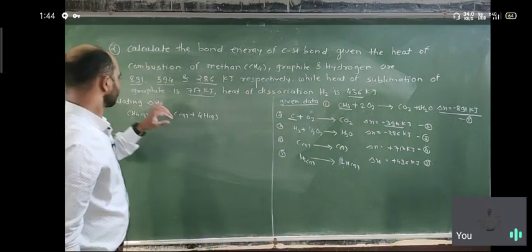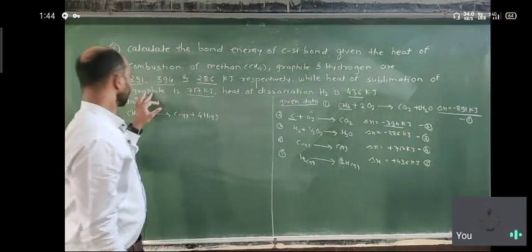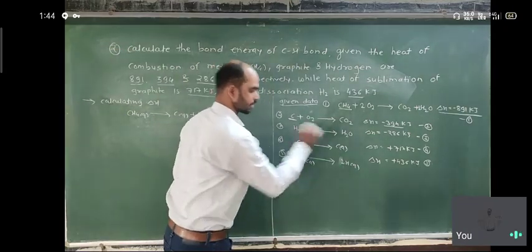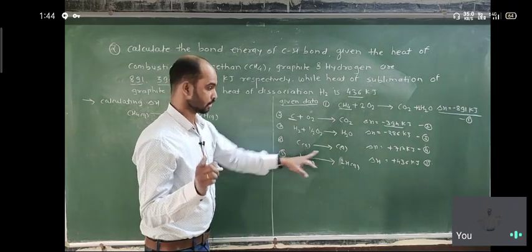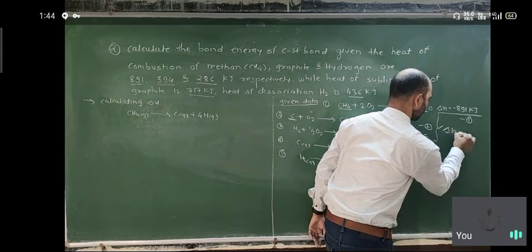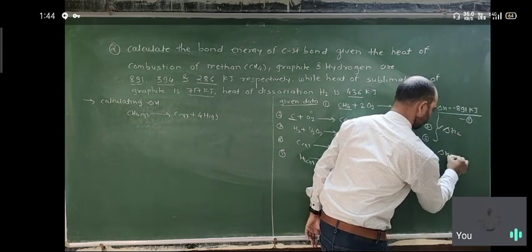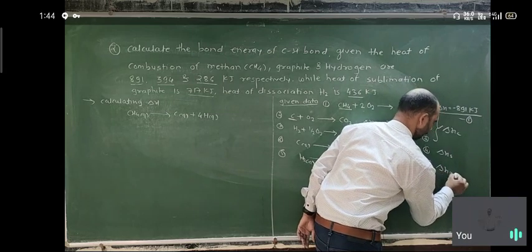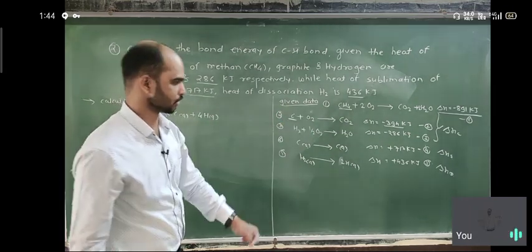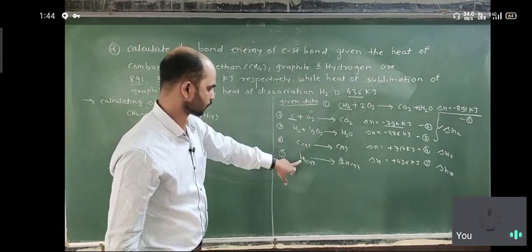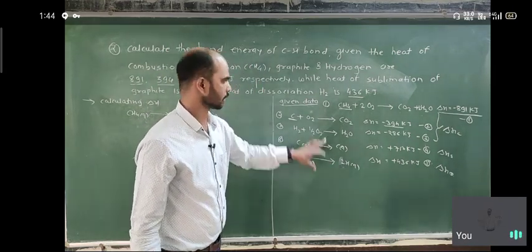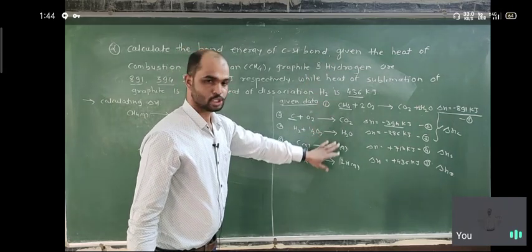Again, the problem says the sublimation of graphite, the energy is given. So the 4th step is sublimation, the solid to gaseous conversion. The heat of sublimation is given. So here these three are delta HC, this is delta HS, this is delta HD. Okay. C means combustion, S means sublimation, D means dissociation. The last one is dissociation. H2 converts into twice H. So there is a dissociation energy, sublimation energy, and combustion energy.